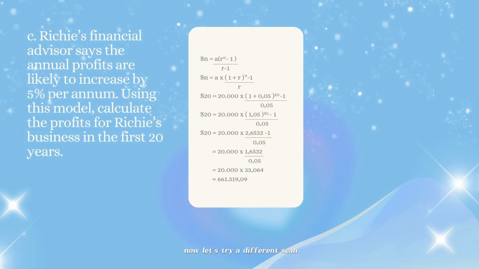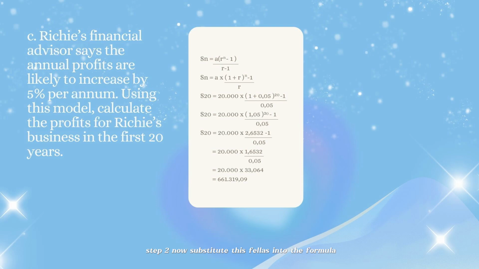Now, let's try a different scenario: a 5% annual growth rate. Profits grow exponentially, and we calculate the total using the formula for the sum of a geometric series. Sn equals p times 1 plus r to the power of n minus 1, divided by r, where Sn equals total profits over n years, p equals initial profit, r equals growth rate, and n equals number of years.